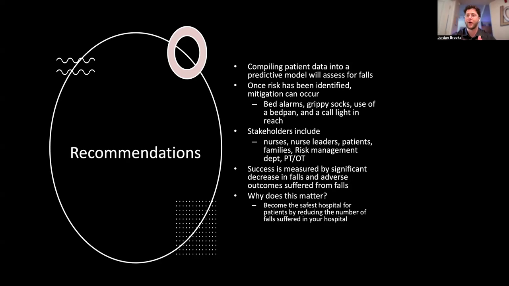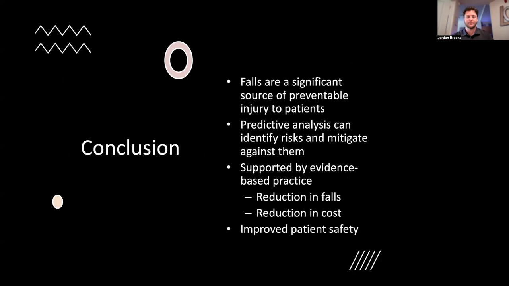You might be thinking to yourself, why does this matter? Why should I care? Well, if we can become the safest hospital for patients by reducing the number of falls suffered in the hospital, we'll have more patients wanting to come to us. Patients will be overall more satisfied with their care, and we can improve patients' health through all of these measures.